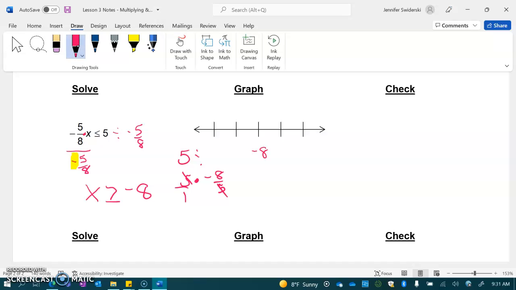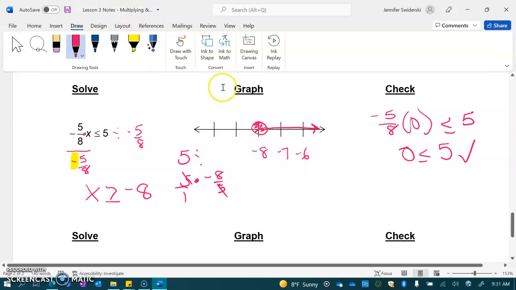So if this is -8, -7, -6, my circle will be shaded going to the right. I'm going to pick a point to the right of -8, or greater than that. I'm going to do 0. So if I plug that in, I get -5/8 times 0. Is it less than or equal to 5? Well, this is 0. Is 0 less than or equal to 5? Yes, so I know my solution is correct.